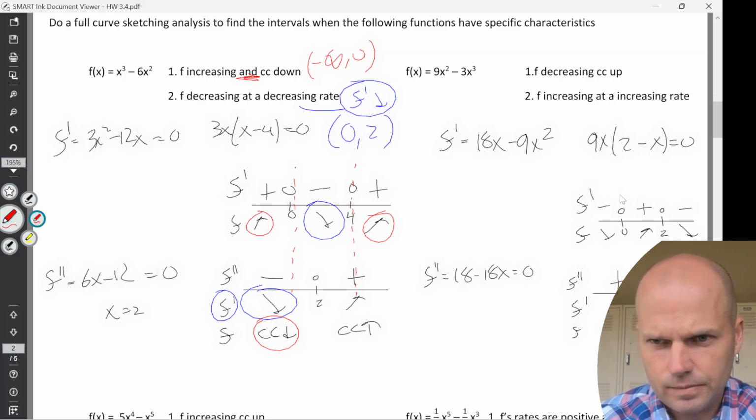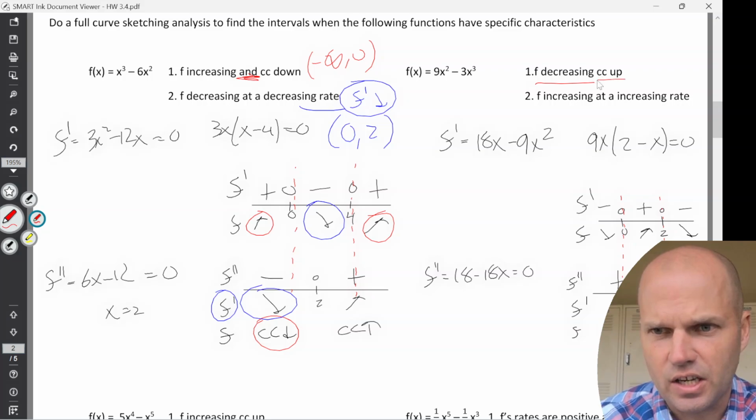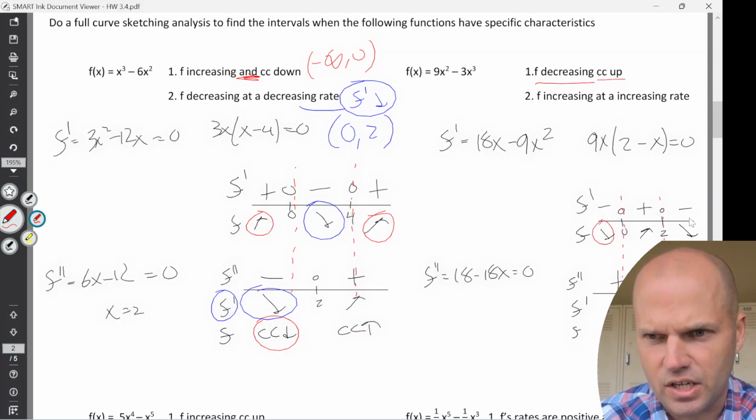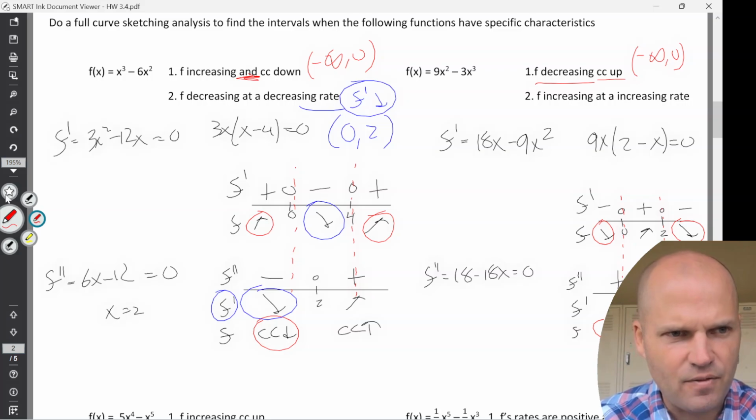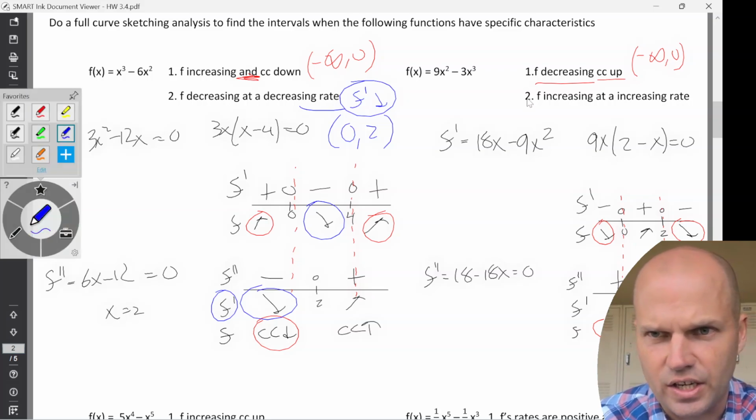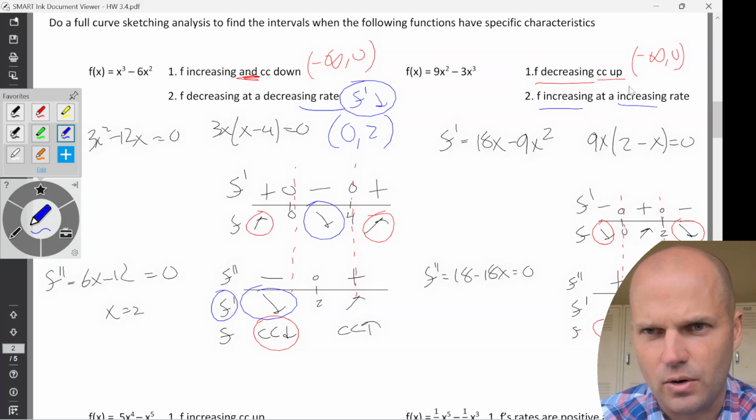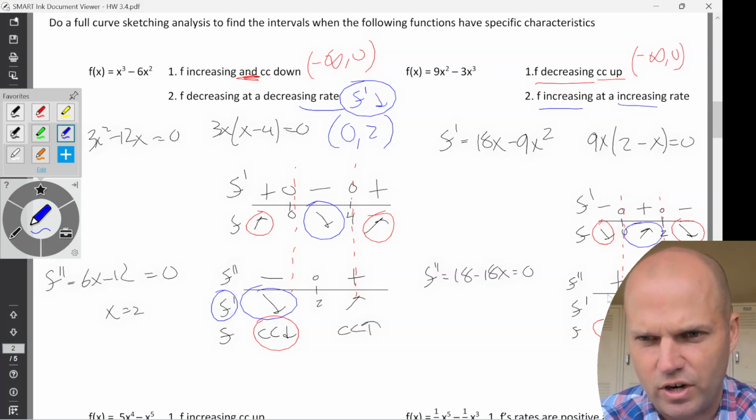Align things. Cool. F is decreasing, concave up. F is decreasing, F is concave up. All right, when do they align? Negative infinity to 0 again. F is increasing at an increasing rate. So F is going up and its rates are going up, 0 to 1.